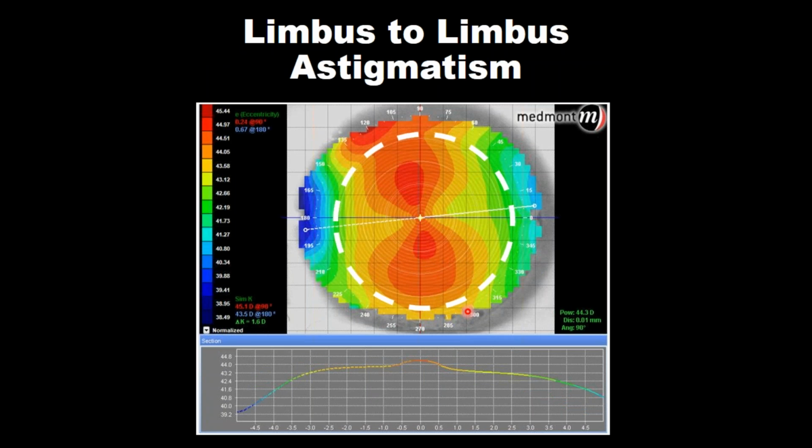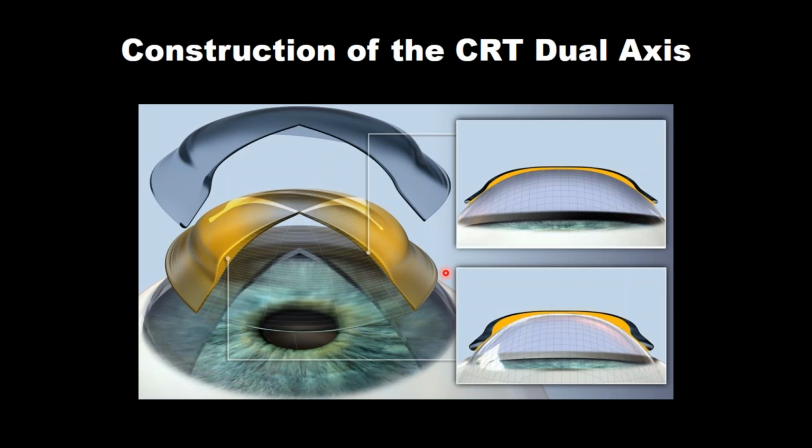Now, when you've got a patient with limbus to limbus astigmatism, this is where you want to think about the CRT dual axis. It is most likely going to give you a much better fitting relationship in both the flat meridian and then separately in the steepest meridian of the eye. What the CRT dual axis does is create one return zone depth for the flat meridian while creating a deeper return zone depth for the steeper meridian. That way you can better align with the peripheral cornea.